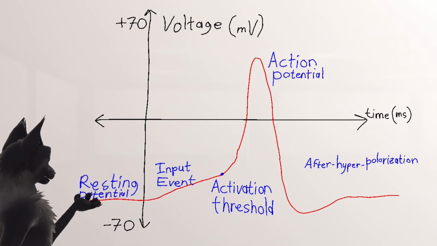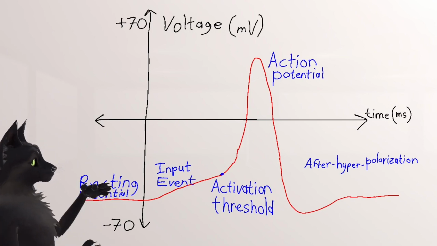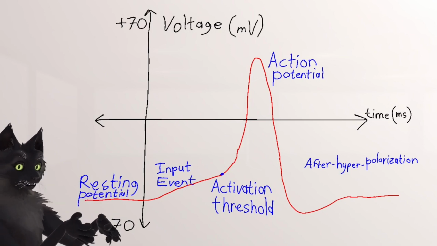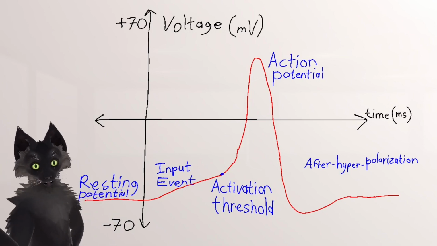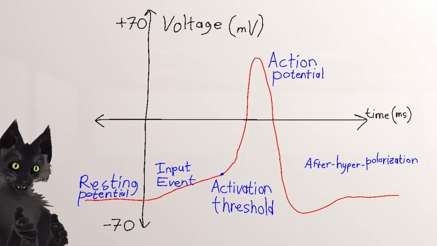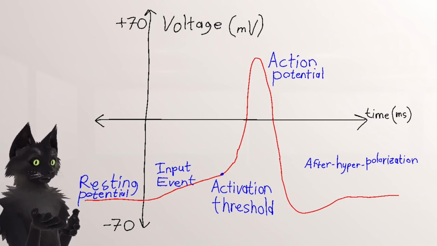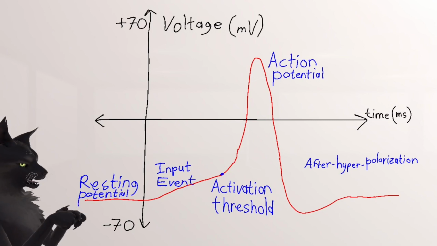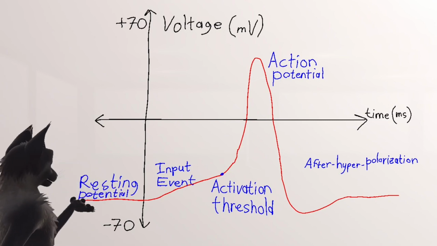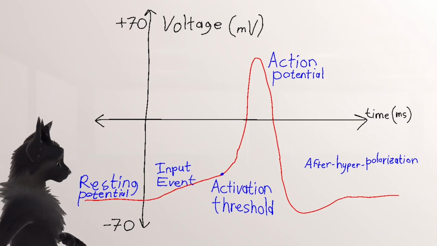Typically, the voltage across the membrane of a neuron is about minus 70 millivolts. That means that there are a lot of negative ions inside of the neuron and a lot more positive ions outside of the neuron. This happens because there are pumps embedded inside of the membrane of the neuron that continually pump negative ions into the neuron and continually pump positive ions out of the neuron. And that drives the voltage to about minus 70 millivolts.